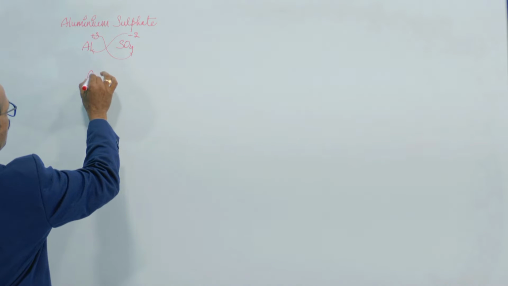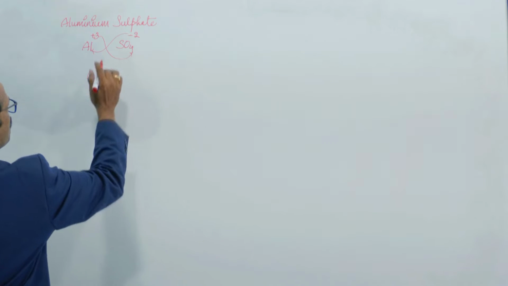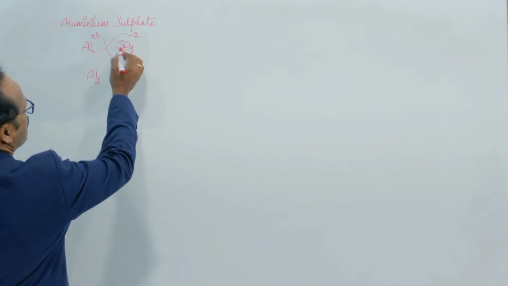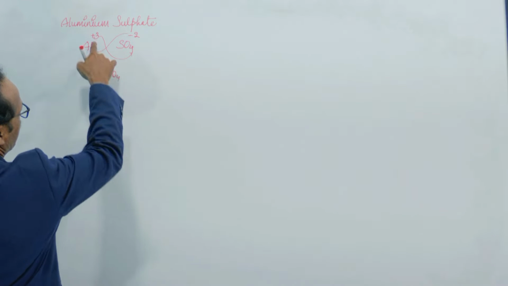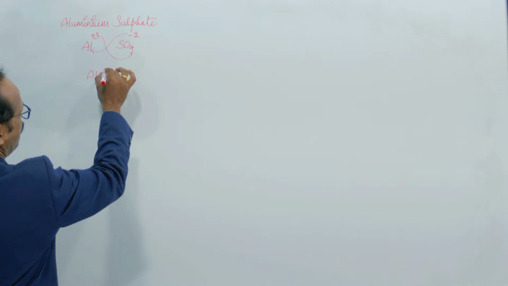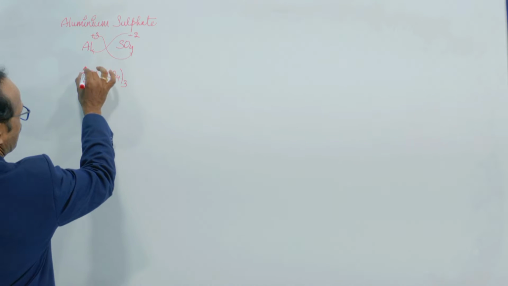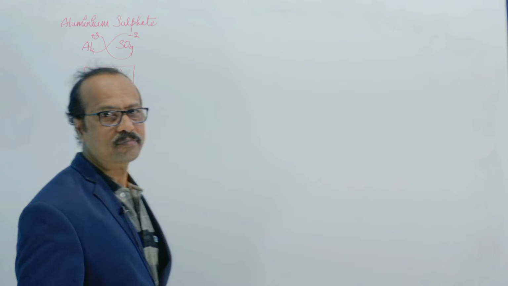So what does it become? Al. The minus sign, you need not write the charges. So this 2 comes here. Al2. Next is sulfate, that is SO4. Since SO4 is there, and the 3 is also there, you don't write the 3 directly, but you put a bracket like this and write the 3. So this is the formula of aluminum sulfate.